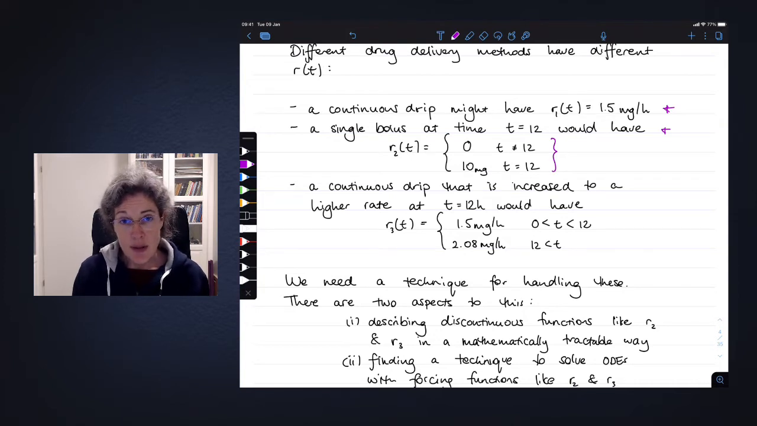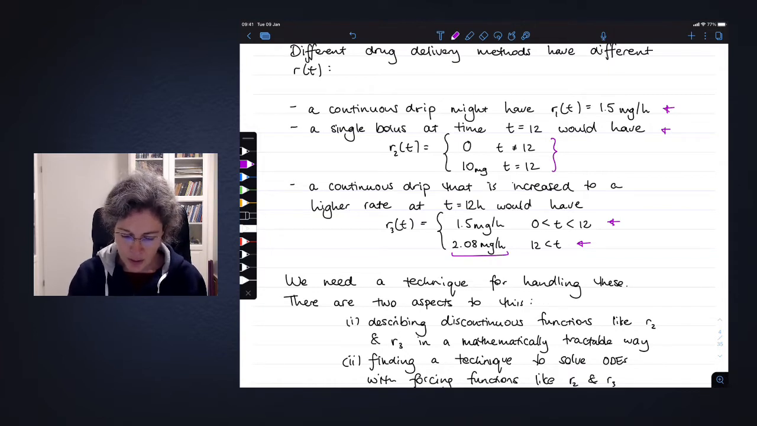Another thing that might happen is that your patient is on a continuous drip which starts off at a certain level, 1.5 milligrams per hour for example, but it turns out that the patient's in a lot of pain, so at 12 hours you just increase the rate at which the drip is feeding through. So after that, the rate at which the morphine enters the bloodstream is going to be higher.